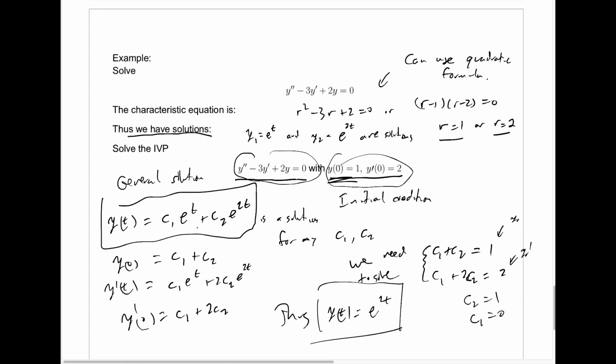So where are we going to go from here? Well, in order to have enough flexibility with these two constants to be able to solve any initial value problem, I really needed two independent solutions here. We had no problem with that because our characteristic equation, this is the characteristic equation here, had two distinct roots, r equals 1 and r equals 2.